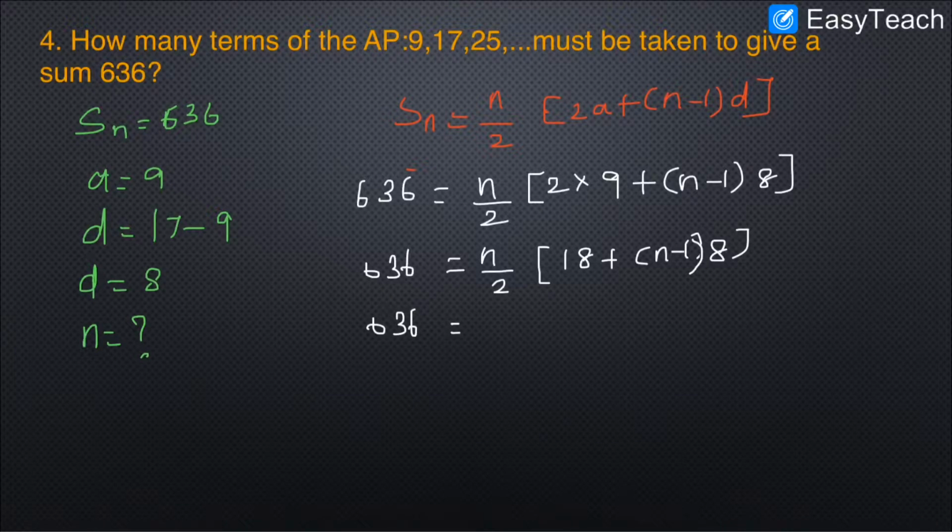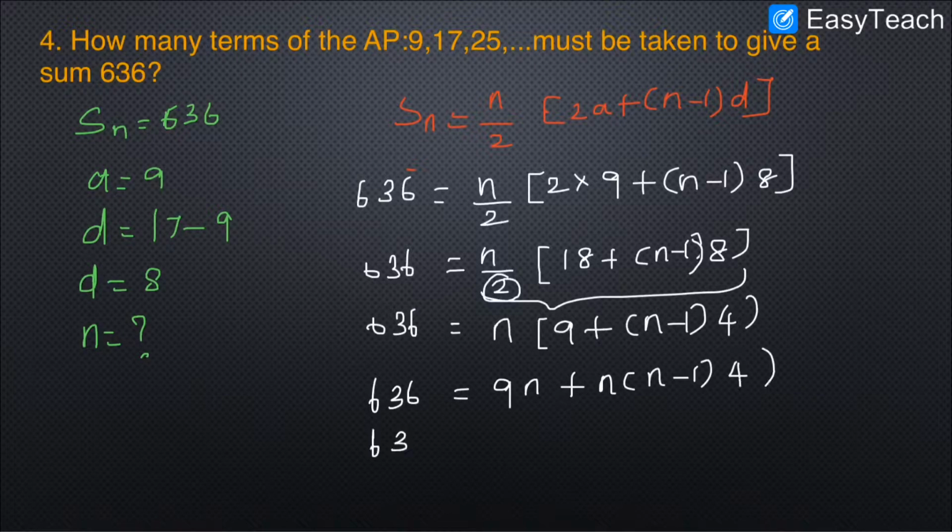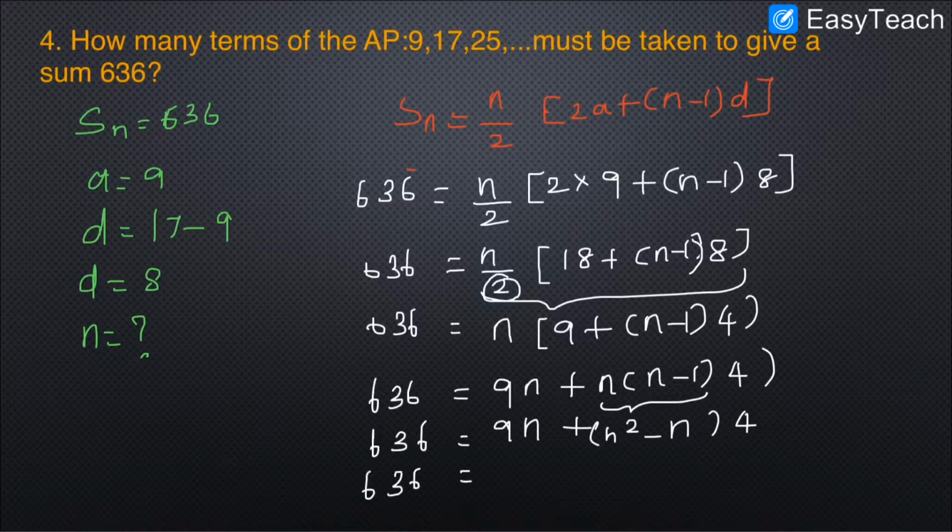In the next step we can divide the whole term by 2, since 2 is the common denominator. So let me write n into 18 by 2, which is 9, plus n minus 1 into 8 by 2, which is 4. So here 636 equals, let me multiply inside, 9n plus n into n minus 1 into 4. Again I multiply inside: 636 equals 9n plus 4n square minus 4n.